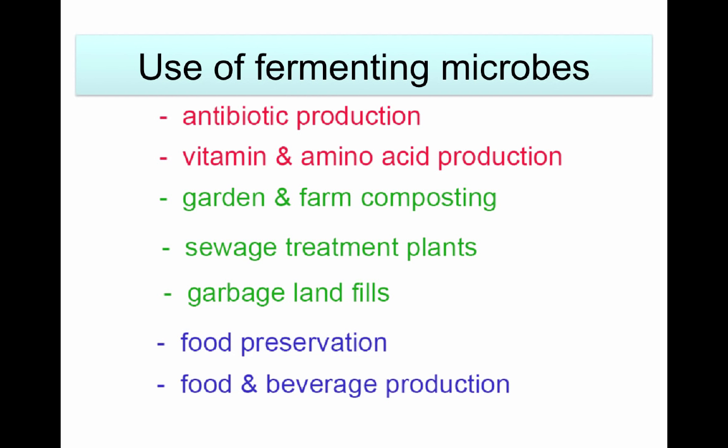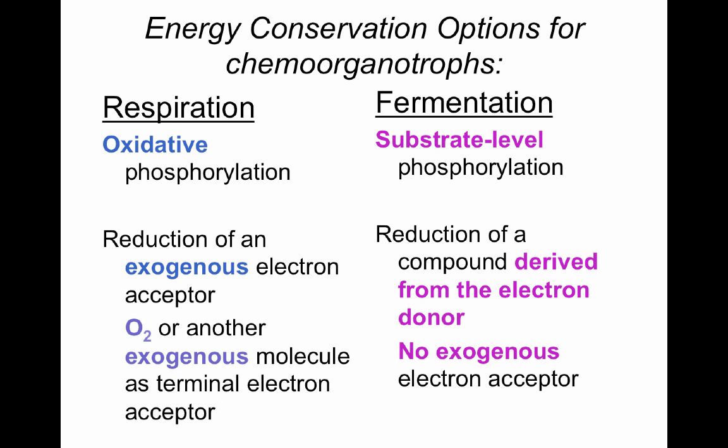of food and drinks. Now, when we look at the energy conservation options for chemoorganotrophs, microorganisms can either use respiration or fermentation. If they use respiration, they are going to produce ATP through oxidative phosphorylation. If they're going to ferment, they're going to use substrate-level phosphorylation.